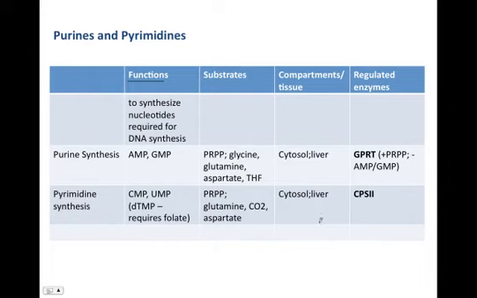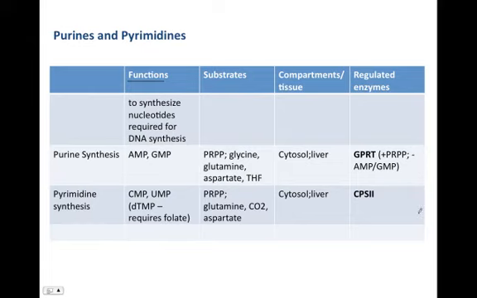These pathways can occur in many different tissues, but the primary location is in the liver, within the cytosol of the cell, and the regulated enzymes for each of the pathways are shown here. In purine synthesis, glutamine phosphoribosyl transferase is the regulated enzyme for this synthesis. You can see here it's activated by the presence of PRPP, which is our 5-carbon sugar, and inhibited by the presence of both AMP and GMP. In pyrimidine synthesis, the regulated enzyme is carbamyl phosphate synthetase 2, and that is inhibited by uridine monophosphate.